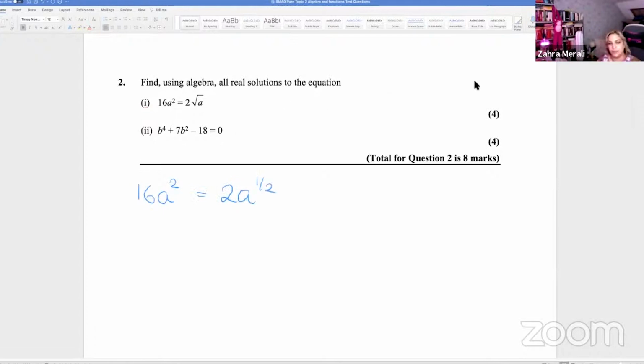Now, what we could do is divide both sides by 2. 8a squared equals a to the half. I could put all the a's on one side. So a squared divided by a to the half equals 1 over 8, which will give me a to the 3 over 2 equals 1 over 8. In my calculator, I do shift square root and put the 3 over 2 as the other side, and I get a as a quarter.